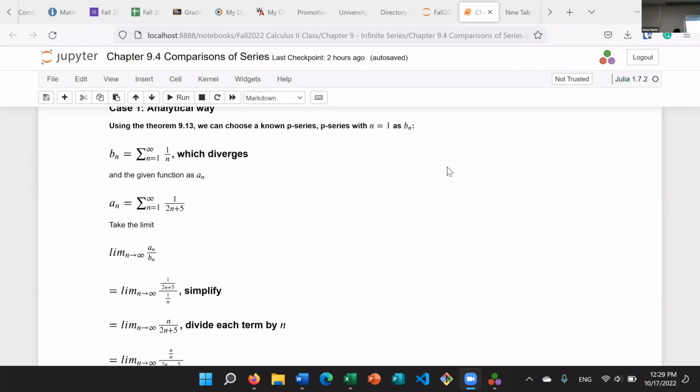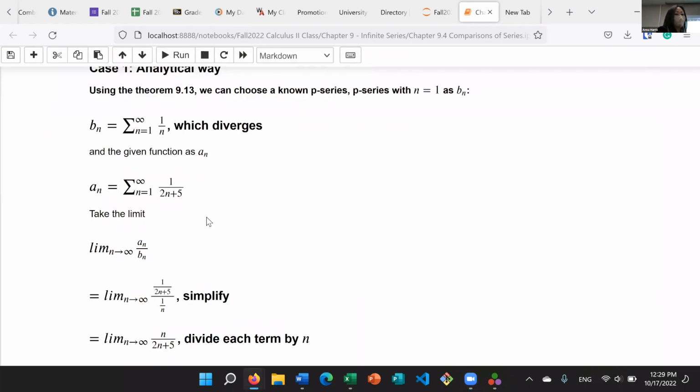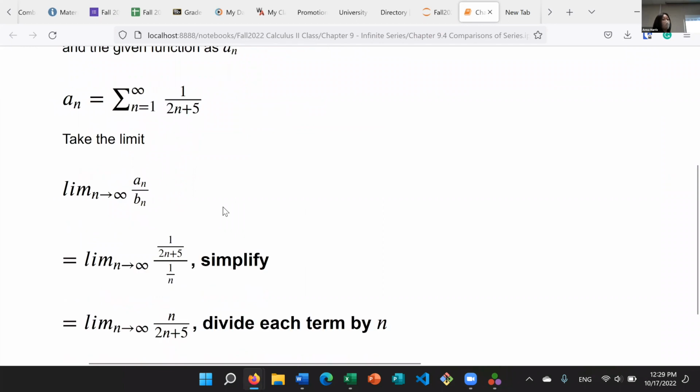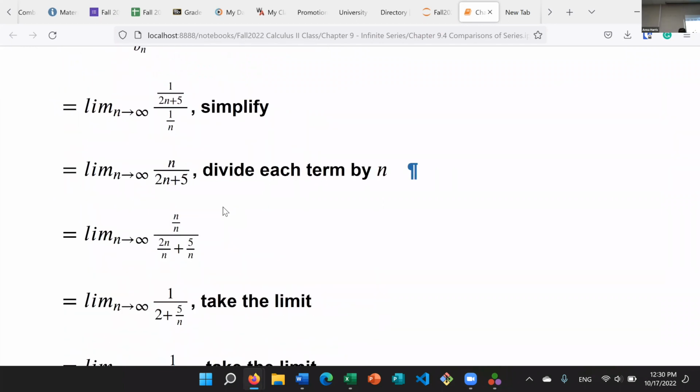So what I'm going to do, I'm going to take a limit of a_n over b_n. Now you plug it in. a_n is 1 over 2n plus 5. Let me make it bigger. And then what can you do? You simplify this. This is your denominator and this is your numerator. When you simplify, this goes to the numerator, the denominator, and that goes to the numerator.